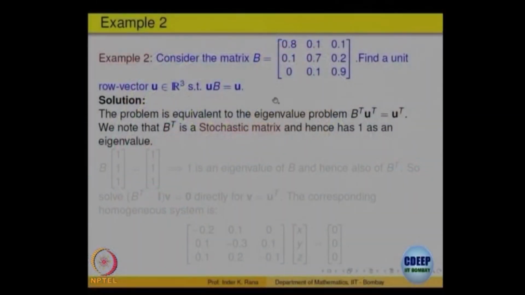So, here is one example of that. Look at this matrix, some funny looking matrix. We want to find a vector u so that u times B equals u.